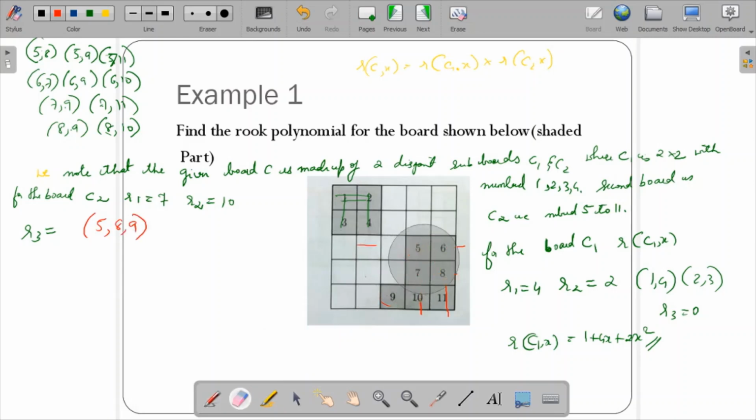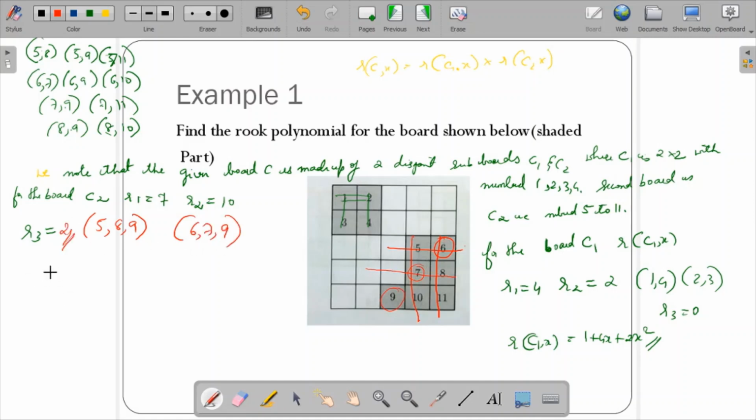Come back over here. 5 8 9 was the one possibility. Next we came to 6. When it is 6, again this pair is not there. 6 can be combined with 7, only 7. Then when you combine with 7, this is not there. So left out is 6 7 9. So R3 value is 2.